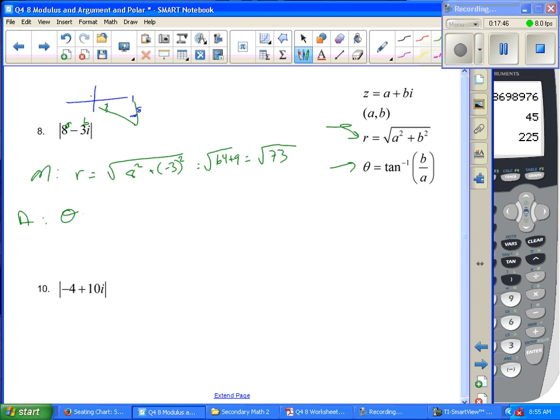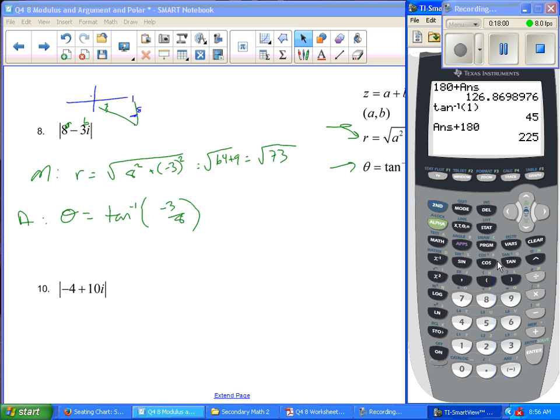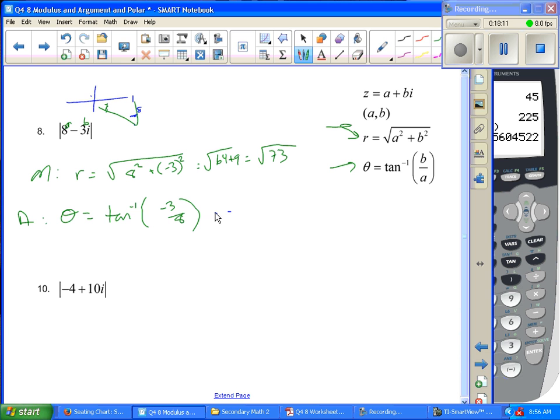So I'm going to go theta equals inverse tangent of B, my B was negative 3, over the A, which was 8. And then just type it into the calculator. So negative 20.55. Now I know that's not my answer because it's not between 270 and 360. So negative just lets me know that they went clockwise around the unit circle instead of counterclockwise.